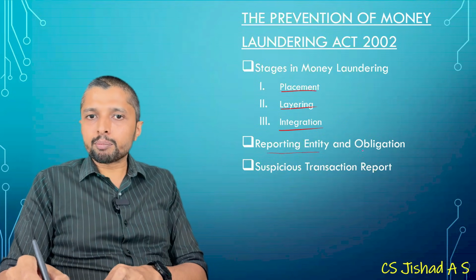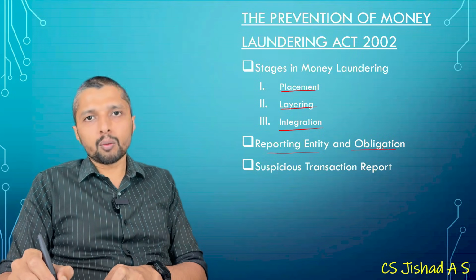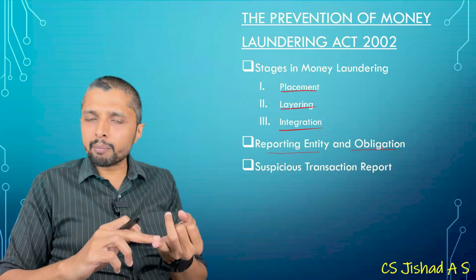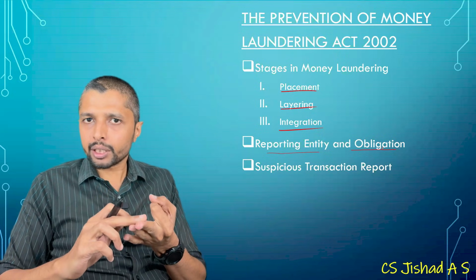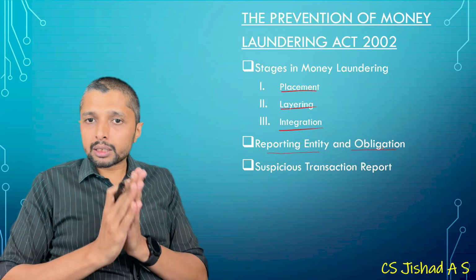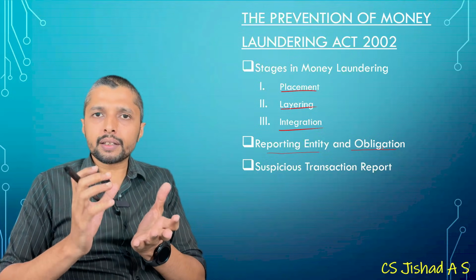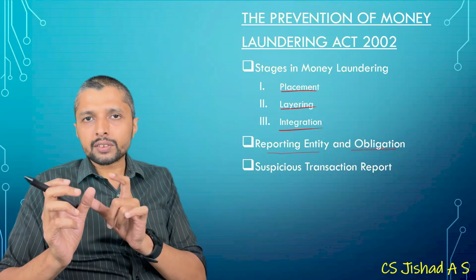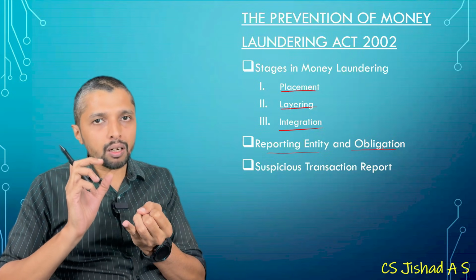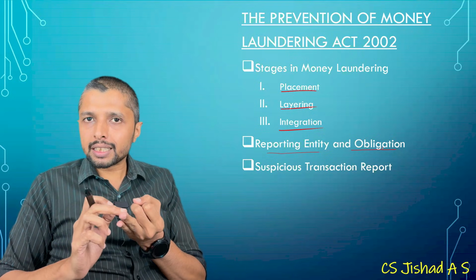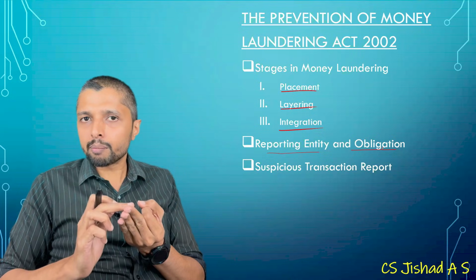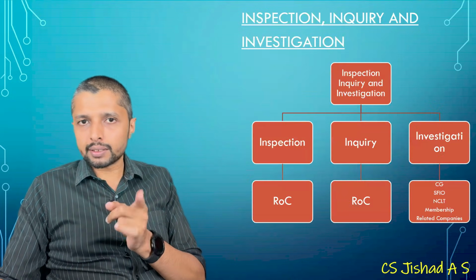So you have a reporting entity and its obligation. A reporting entity will be a bank, financial institution, intermediary, etc. Then the suspicious transaction report: if the reporting entity thinks that a transaction involves proceeds of crime, has unusual circumstances, or is not for a bona fide purpose, they will report the same.